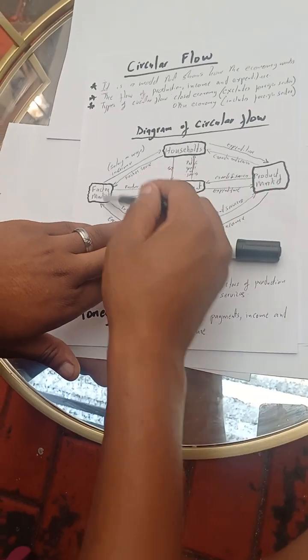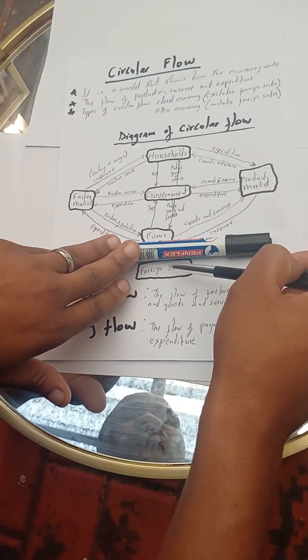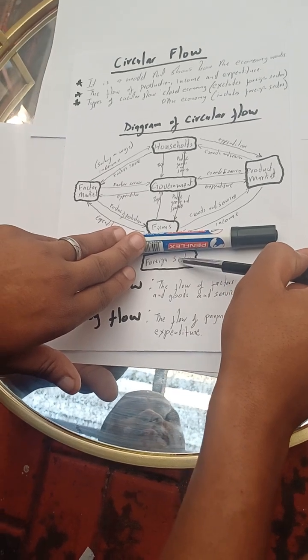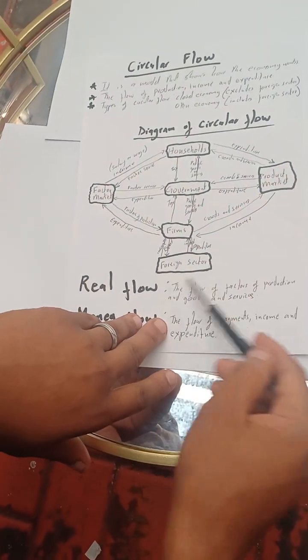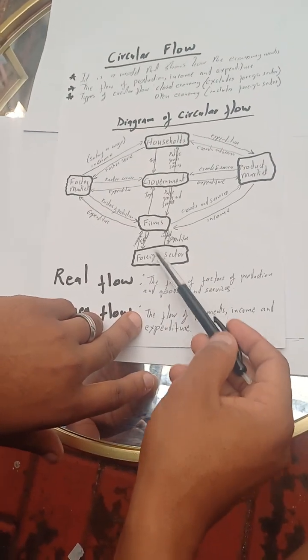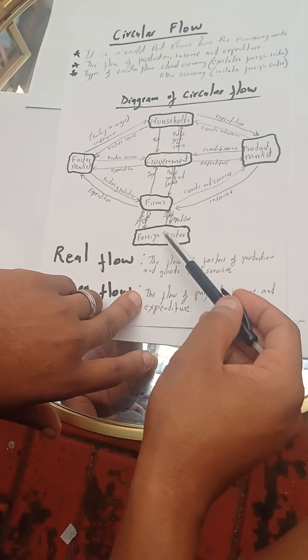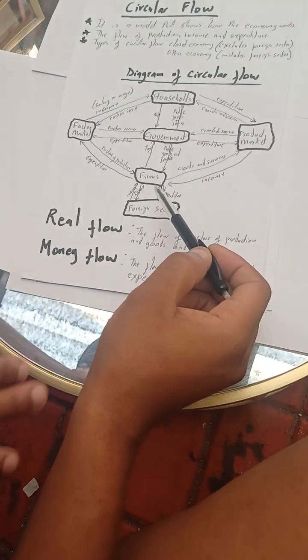If we do not include the foreign sector, this is what we call a closed circular flow, because it excludes the foreign sector. But now if we include the foreign sector as a participant, its name changes to an open circular flow, because it includes the imports and the exports of goods and services.